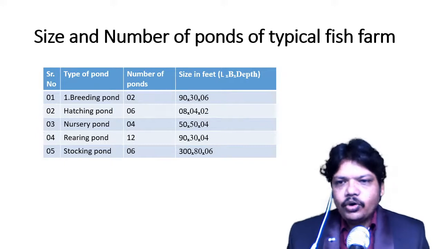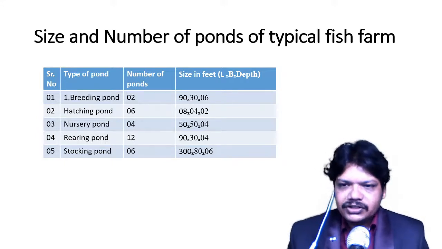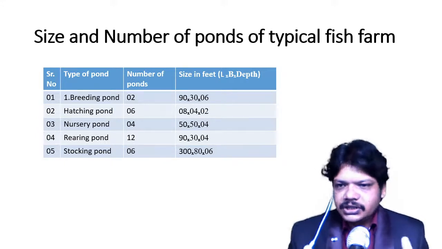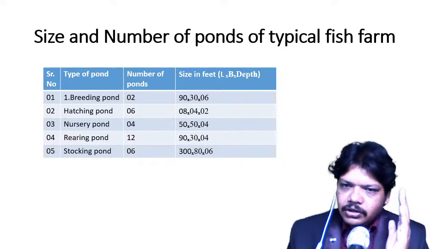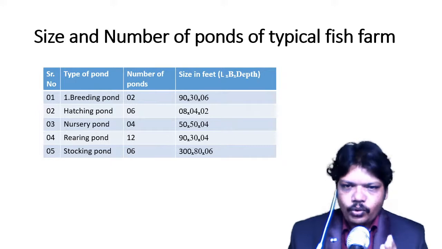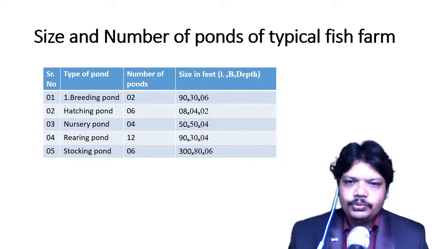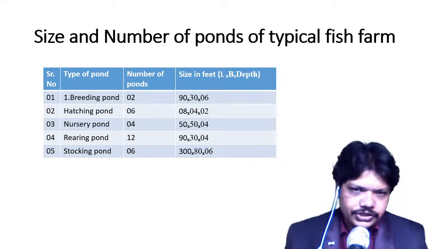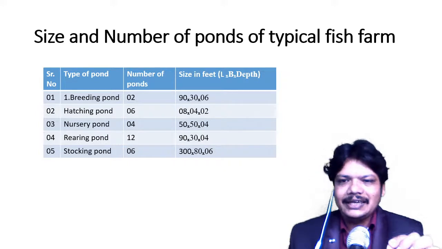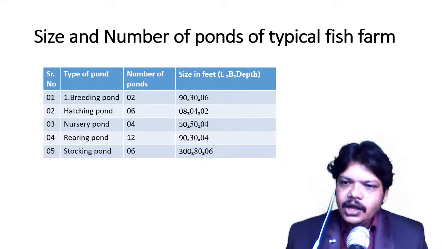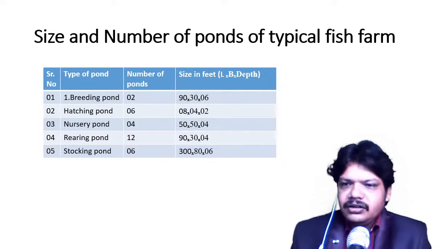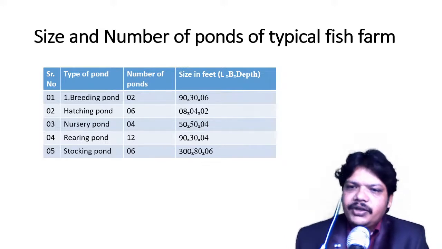So what is meant by a breeding pond, and what is its function? We just put the brooders in the breeding pond. There will be 2 ponds, and the size should be 90 by 30 by 6 feet. This is the ideal size of our breeding pond. Now the second fish pond is the hatching pond.